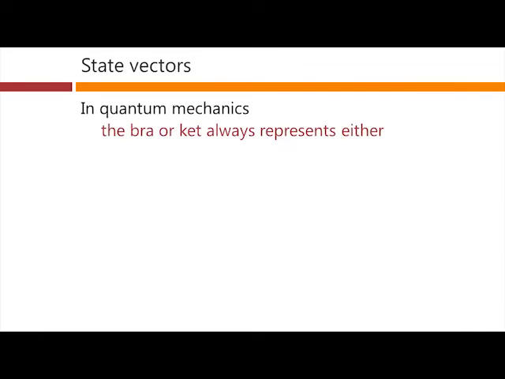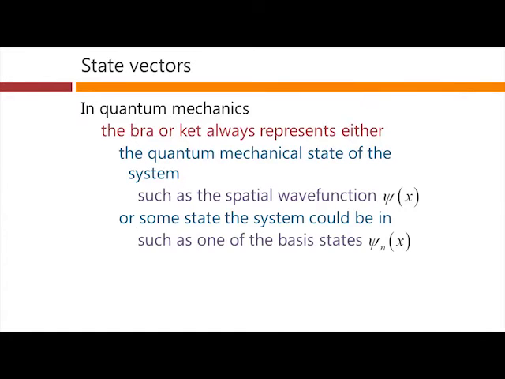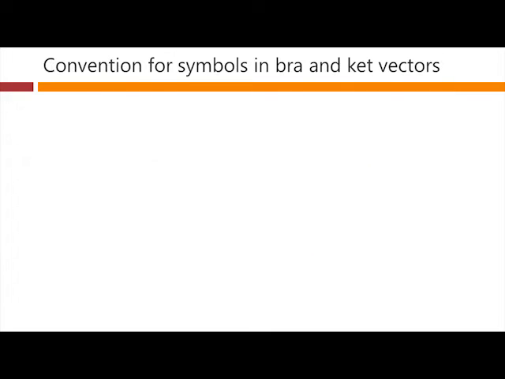In quantum mechanics, the bra or the ket always represents either the quantum mechanical state of the system, such as a spatial wave function psi of x, or some state that, at least in principle, the system could be in, such as one of the basis states psi n of x.